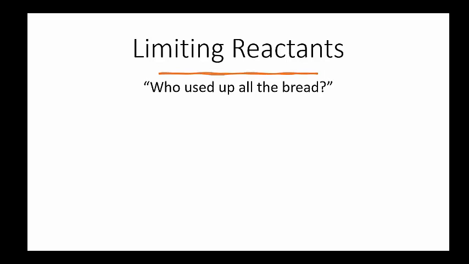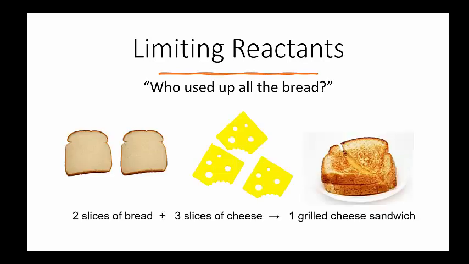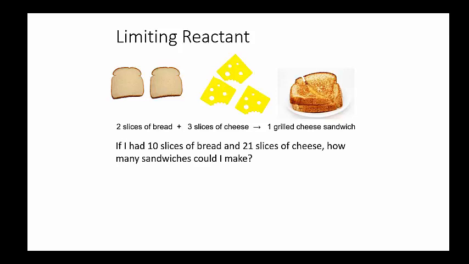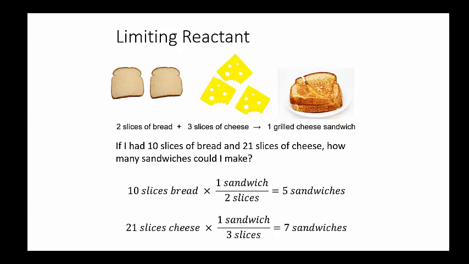So if you recall from my introductory video, we talked about making grilled cheese sandwiches and how you needed 2 slices of bread, plus 3 slices of cheese in order to make one grilled cheese sandwich. And if you can recall, we did an example problem where I said I had 10 slices of bread and 21 slices of cheese, and I asked you how many sandwiches we can make. And from this we could tell that the bread would allow us to make 5 sandwiches, while the cheese would allow us to make 7 sandwiches.